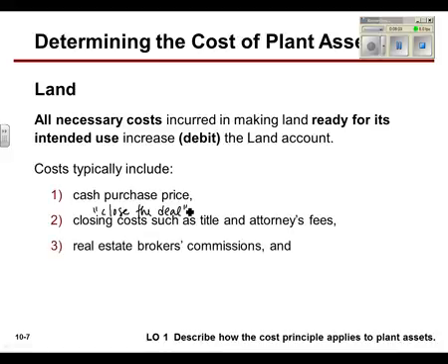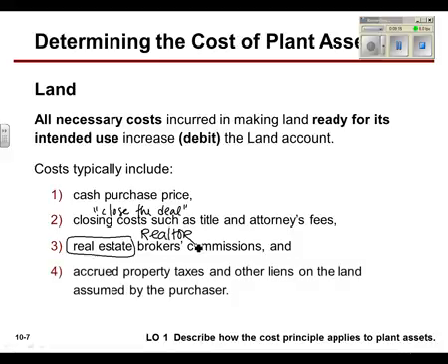If you're going through a real estate agent or a realtor, they get a chunk. They're going to charge a little bit for you to make this transaction. And then any taxes or liens assumed by the purchaser.